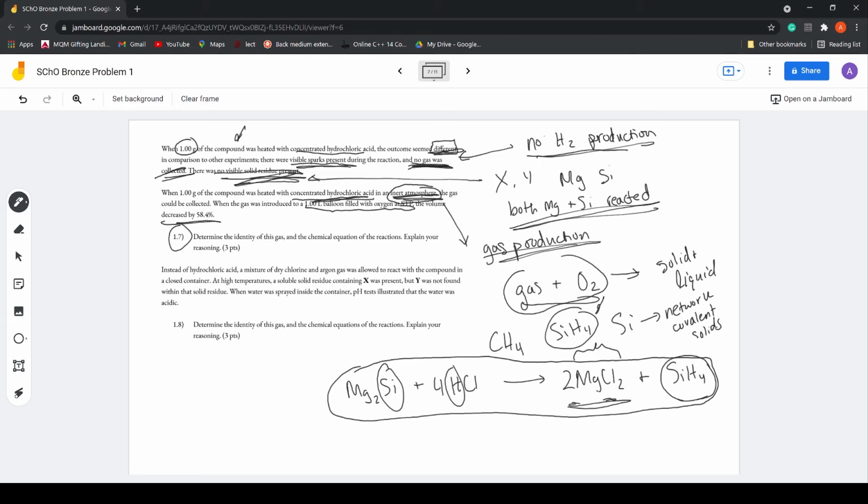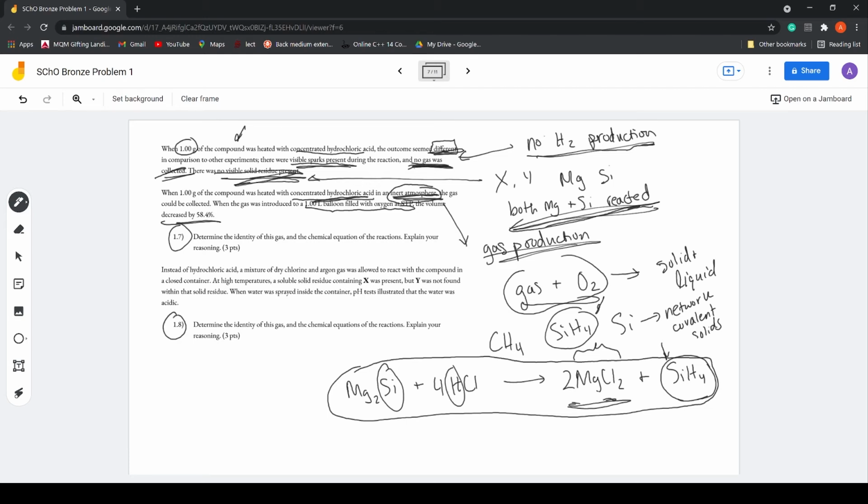We know that there was no hydrogen gas production, so our hydrogen atoms needed to be accounted for in our silicon-hydrogen molecule. We knew that both Mg and Si reacted because there was no residue, which means that silicon could not just have been left behind. We needed it in a molecule again. So these were all the things that guided us towards educatedly guessing silane as our gas. Now let's look at the final question, 1.8.